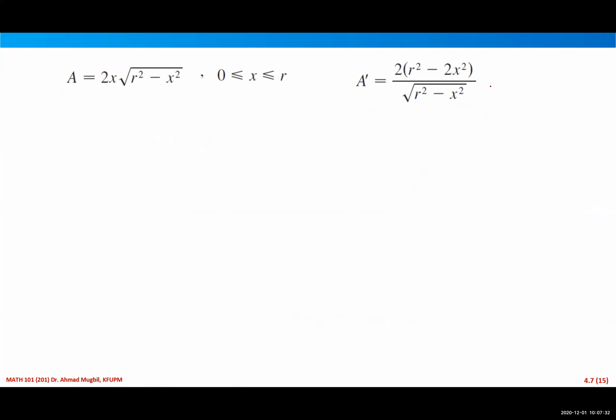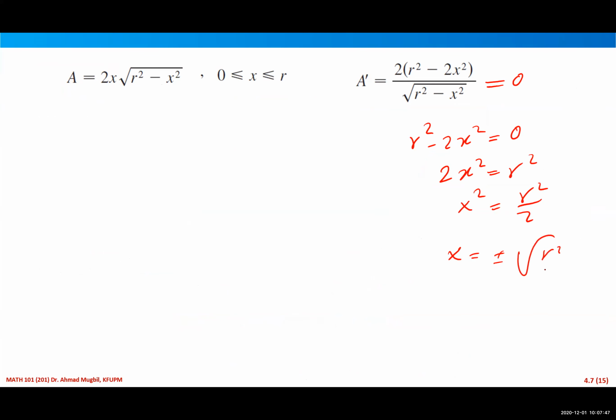If you put this equal to 0, what will you have? You will have R squared minus 2x squared equals 0, which means that 2x squared equals R squared, x squared equals R squared over 2. Now, x will be positive or negative the square root of R squared over 2. But we will not consider the negative because x is positive. So we will take only the positive case. R is also positive, so x will be R over square root of 2, which you can write, of course, as R square root of 2 over 2.